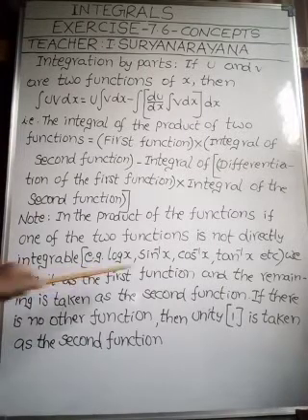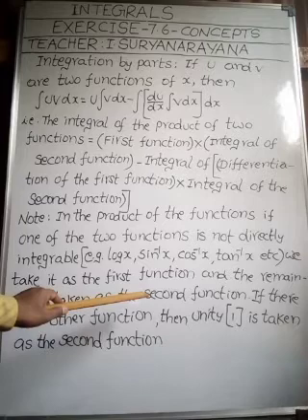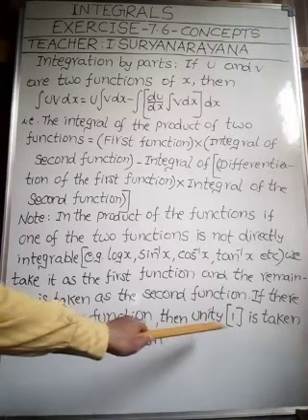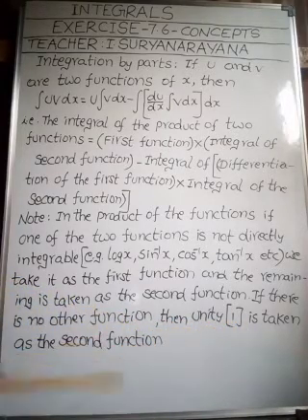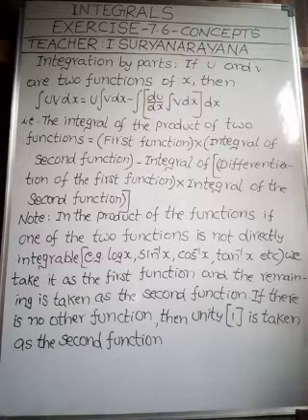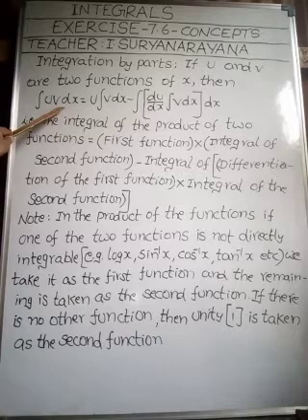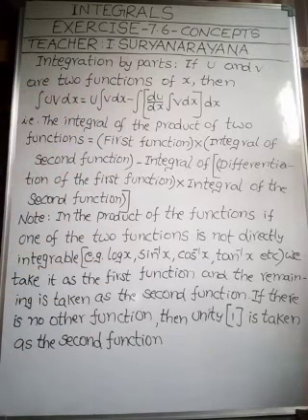The second function is the remaining function. If there is no other function, then unity, that is 1, is taken as the second function. Sometimes they will ask you integral log x dx. In this case we don't know the second function, so we take it as 1, meaning log x into 1. The first function is taken as log x and the second function is taken as 1. Then we find integral log x by using the integration by parts method.